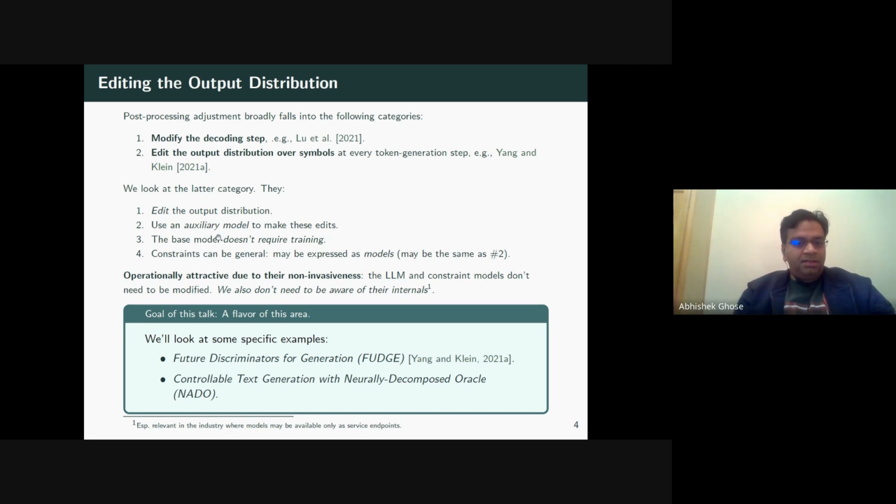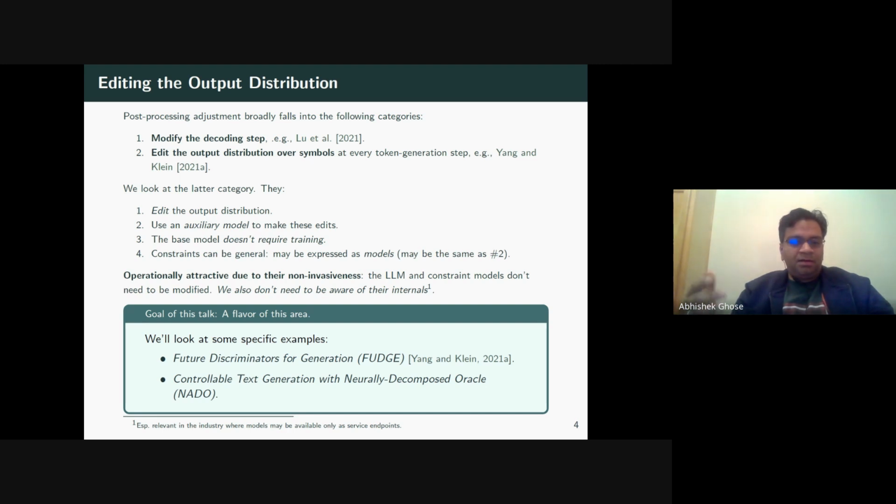You typically need an auxiliary model. So you have the main large language model, which I'll be referring to as the base language model, base LM. You'll see that on the next few slides, right? So you use an auxiliary model in addition to the base LM to make these edits to the distribution. The positive thing is you don't have to touch the base model. It does not require training or fine tuning. And the fourth point here is again a positive point, that the constraints that you want to impose on the generated text can be fairly general.